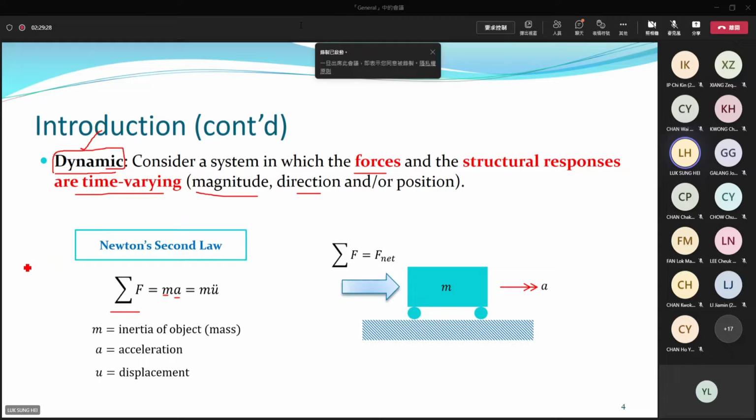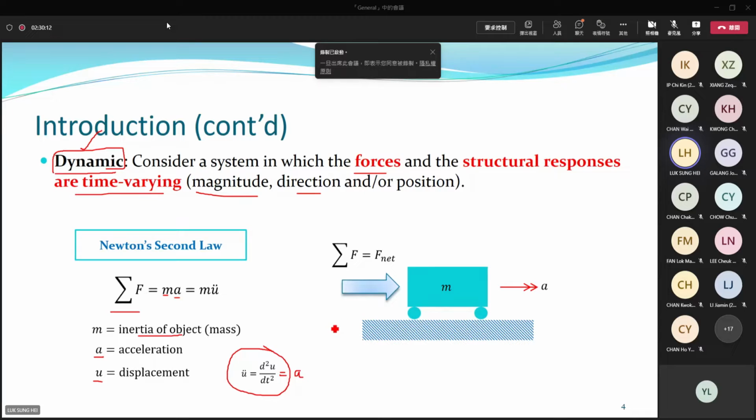Some description: mass is the inertia of an object, in kg or tons, depending on what unit you use. A stands for acceleration. What is the relationship between acceleration and displacement? We use A for acceleration, and we use U to denote displacement. According to our high school physics, when you differentiate displacement with respect to time twice, it will give you acceleration. So symbolically, d squared u over dt squared is equal to acceleration.